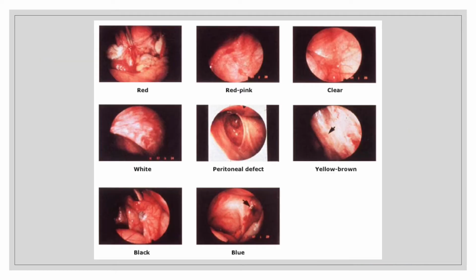Endometriosis has a variety of visual appearances during laparoscopy that are demonstrated here. The more classical lesions are described as black or gunpowder lesions that are in the bottom left-hand corner of the slide. The less common presentations are often the red or clear lesions that appear vesicular in nature, or a peritoneal defect or a peritoneal window.